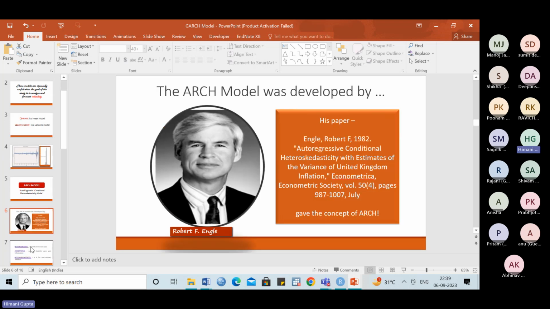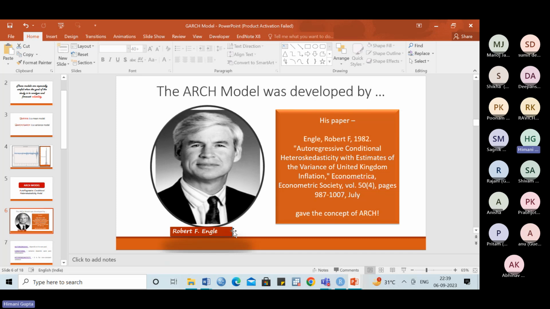Okay, now ARCH. This ARCH model was invented by Robert Engle. Why was this ARCH model invented? Does anyone have any idea why this happens? Why do we calculate this ARCH model? See, it was invented in 1982.